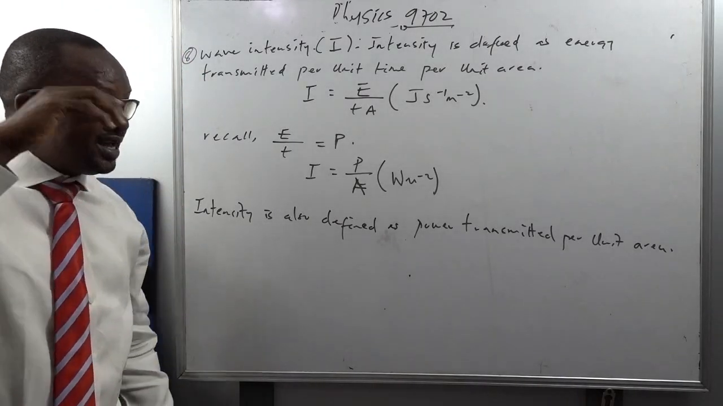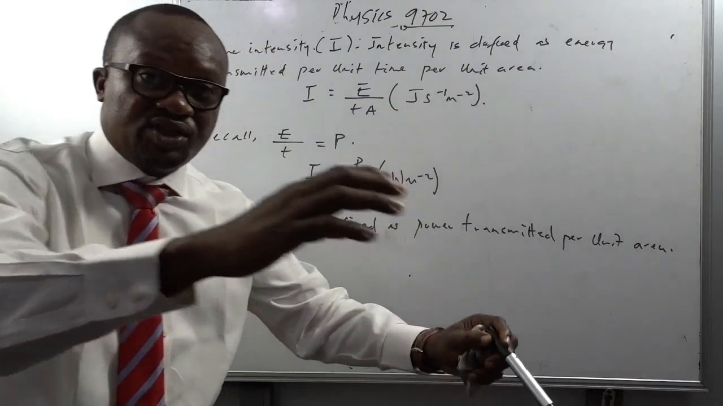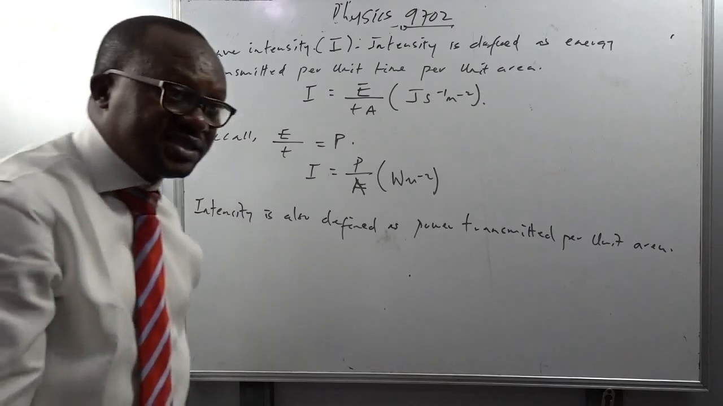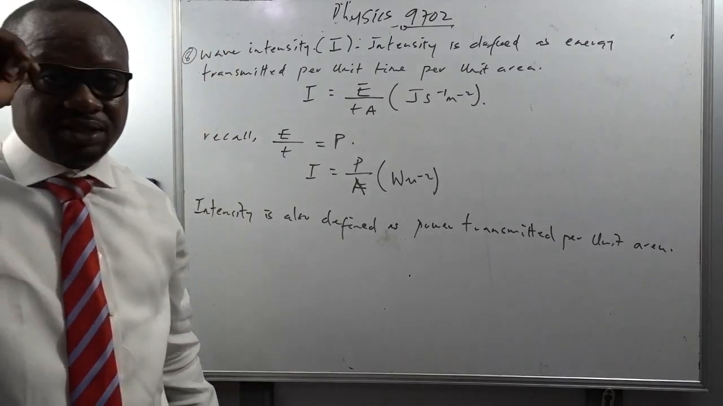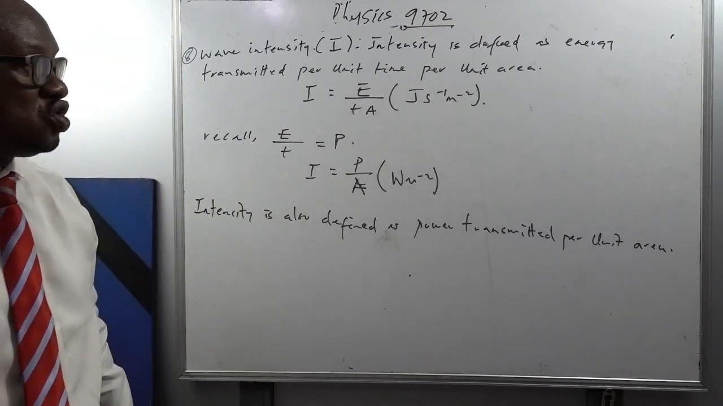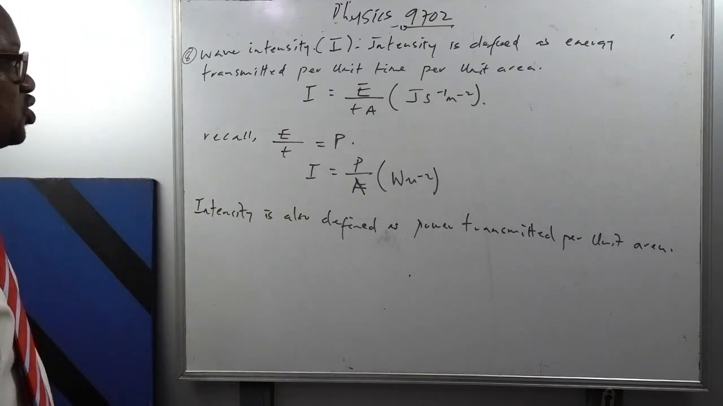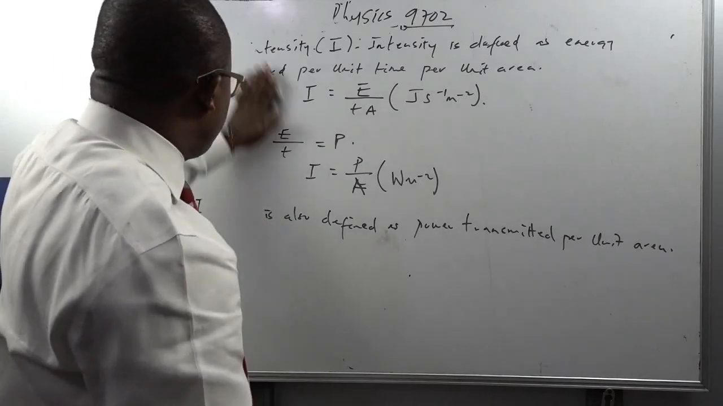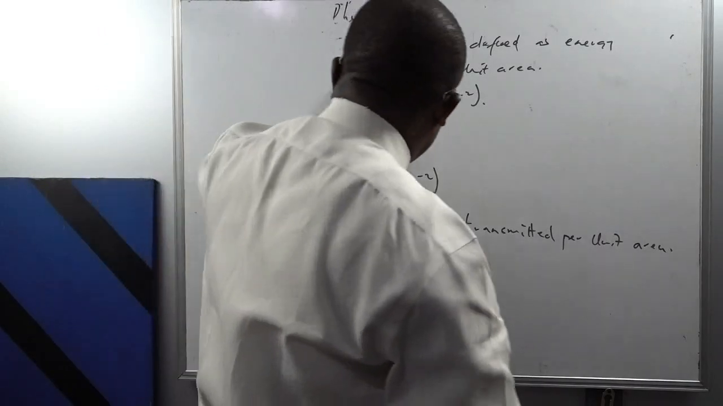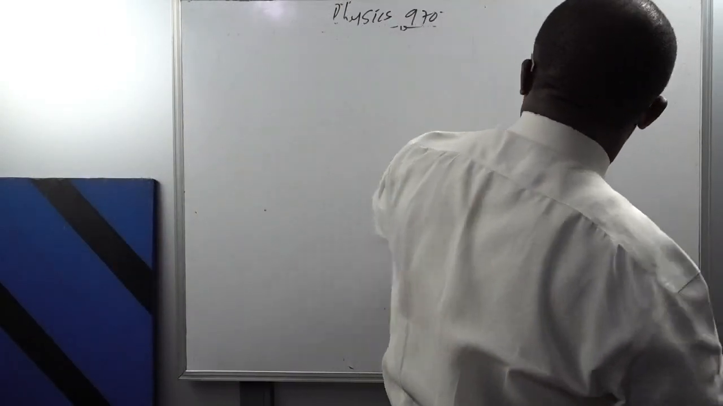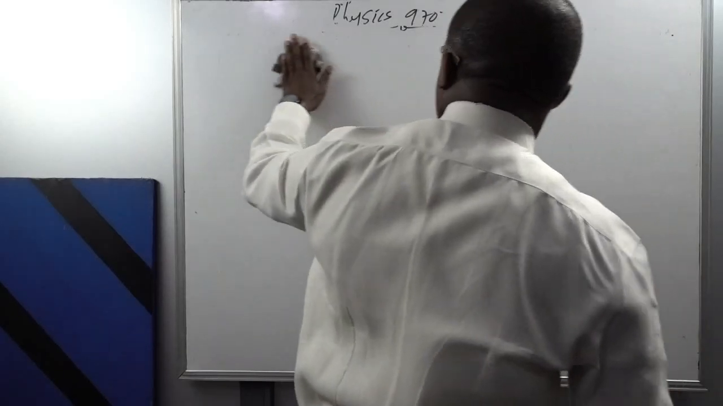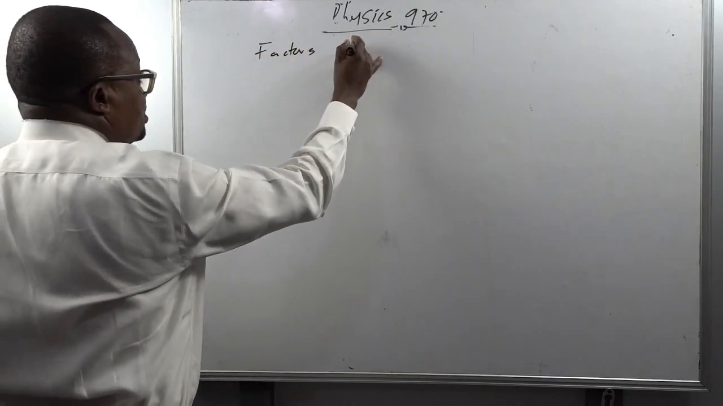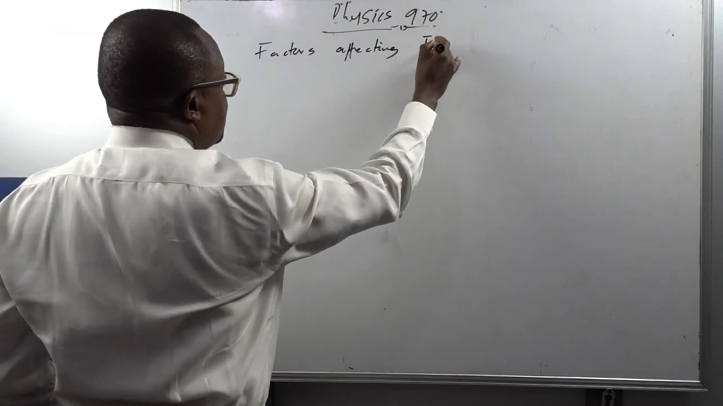So if a wave is very intense, you have a lot of energy going to a small cross-sectional area. Now, intensity is synonymous to loudness. So what are the factors affecting intensity? So let's look at that. Factors affecting intensity.